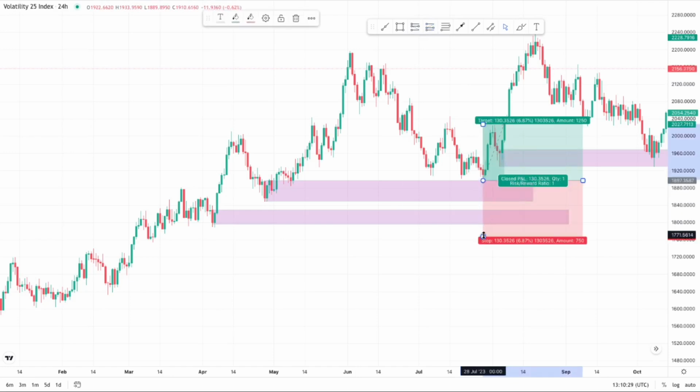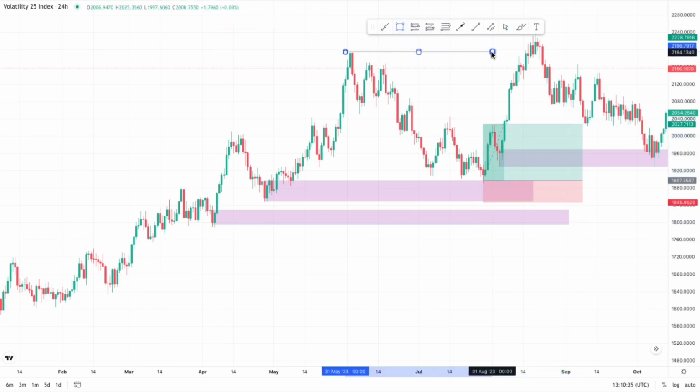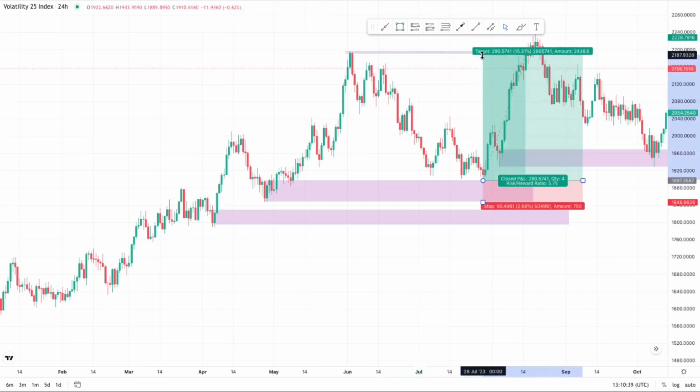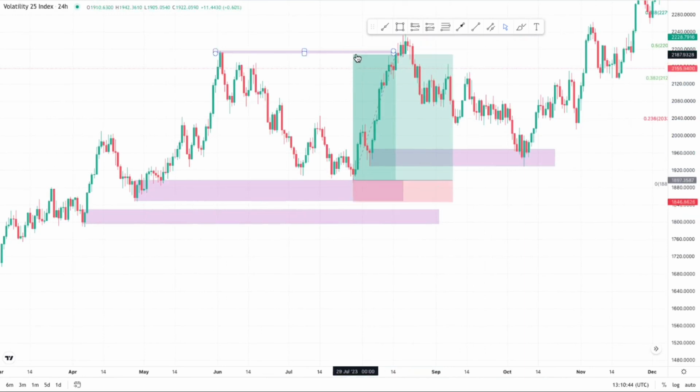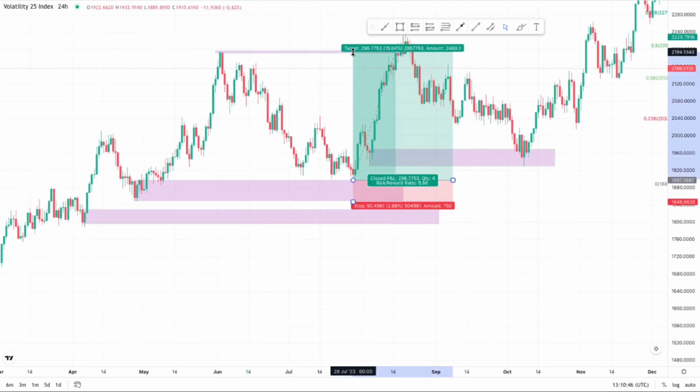Our entry would be here, our stop loss slightly below the order block, and we would target this previous high which had been created by the market. So this would give us a 1:5 risk reward ratio. You risk 10 US dollars, you get 50 US dollars. You risk $100, you can get 500 US dollars.